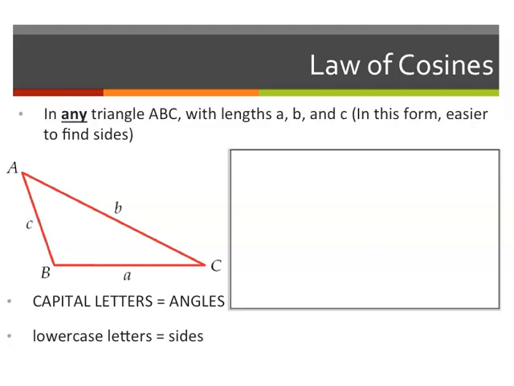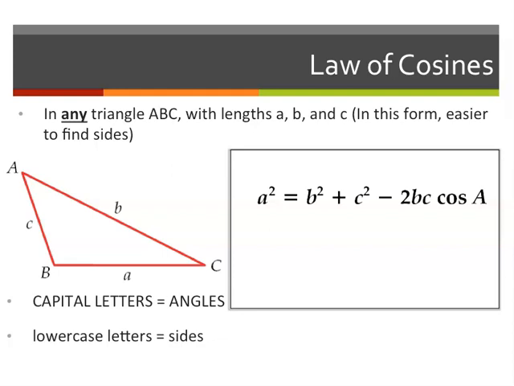So in any triangle ABC with side lengths a, b, and c, we can use the law of cosines, and this labeling is very important because that's how it's going to affect how we use these formulas. These formulas only work if we use this notation for our triangles. So here it is: a squared is equal to b squared plus c squared minus 2bc cosine of A. In this form, it's very easy to find side a if you have side b, side c, and angle A.